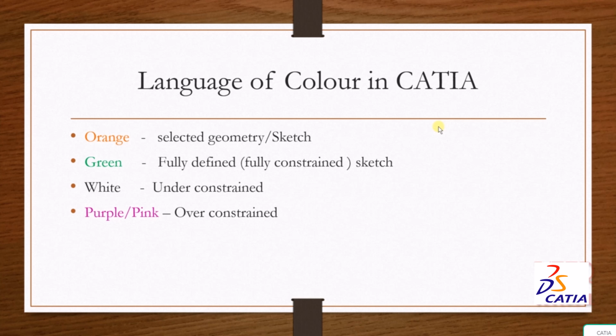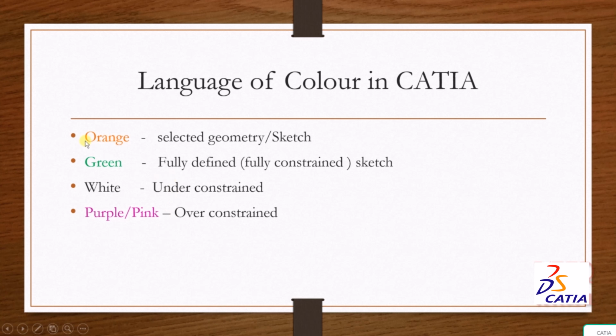Hello friends, in this lecture we will know about different colors in the Catia sketching. So when we create some sketches in the Catia software, we will see different types of color of the sketches. So each color in the Catia define a different type of sketch. Generally when we create some sketch in Catia, we have 4 types of color: orange, green, white or purple, or it is a type of pink color. So all these colors represent a different scenario.